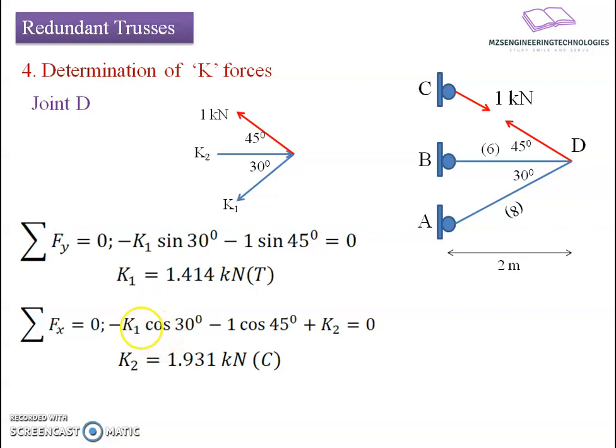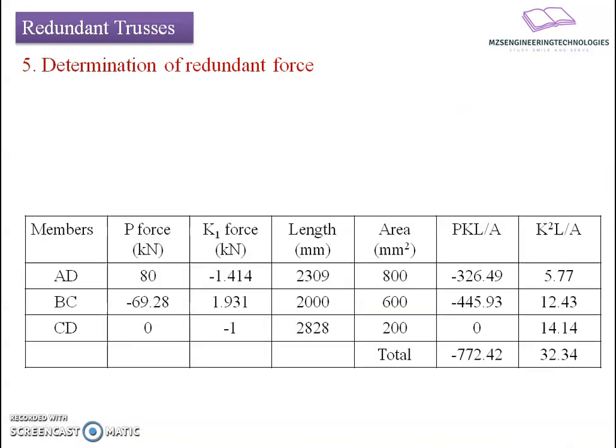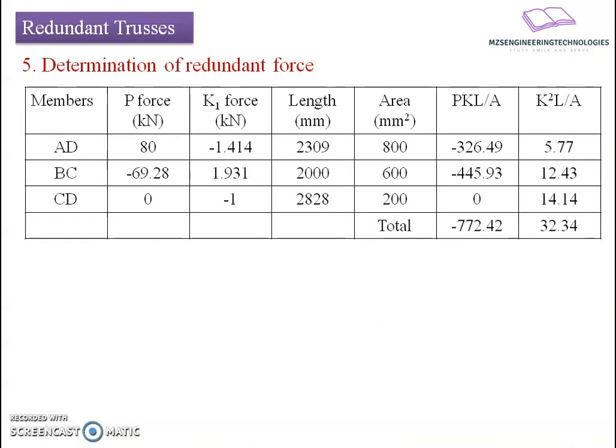Once we know the P forces, we know the K forces, then we'll apply here Castigliano's second theorem to find out the redundant force in X, which we have considered the force in member CD. So we'll prepare the tabular format to get the determination of that force. The very first column of the table will be member AB, BC, CD.